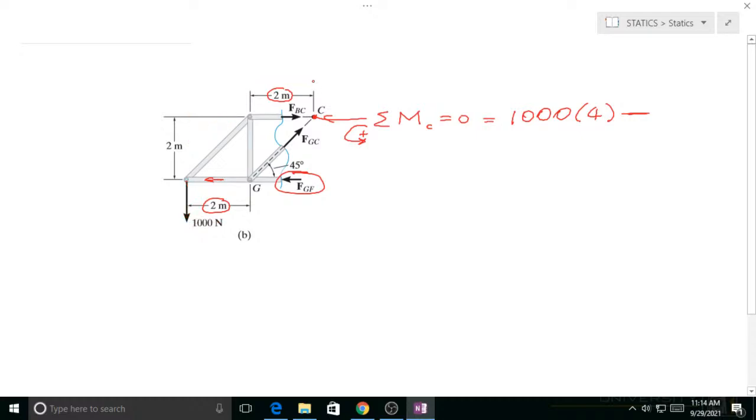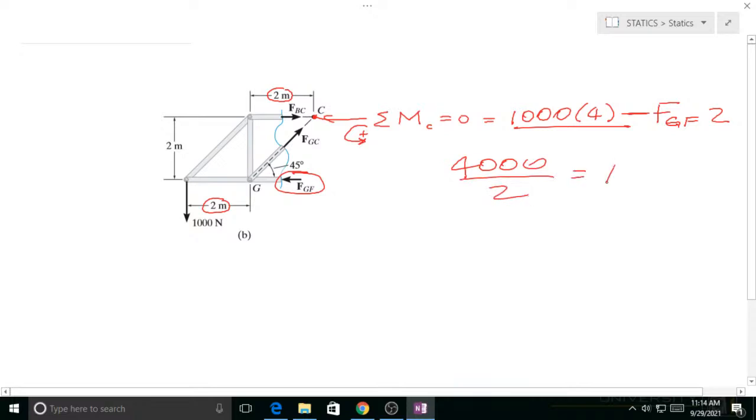Hang on. So what I get is FGF times that 2 meters, puts 4,000 on the other side, divided by 2. And just like that, in a matter of seconds, you found out that that thing has 2,000 newtons. This force has 2,000 newtons.